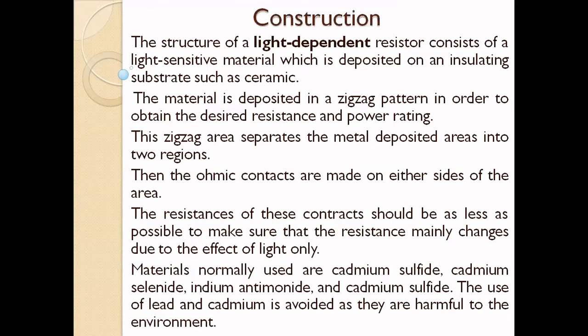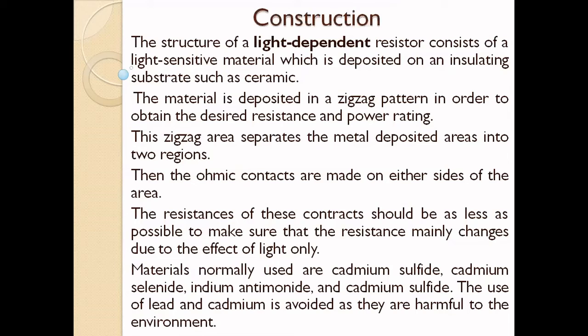Next, we are going to see about the construction of LDR. LDR consists of a light sensitive material which is deposited on an insulating substrate such as ceramic. We are using a ceramic material for the insulating substrate. On the top of the LDR, it will be in a zigzag pattern, in order to obtain the desired resistance and power rating. What will happen is, if more light falls, the resistance value will be different.